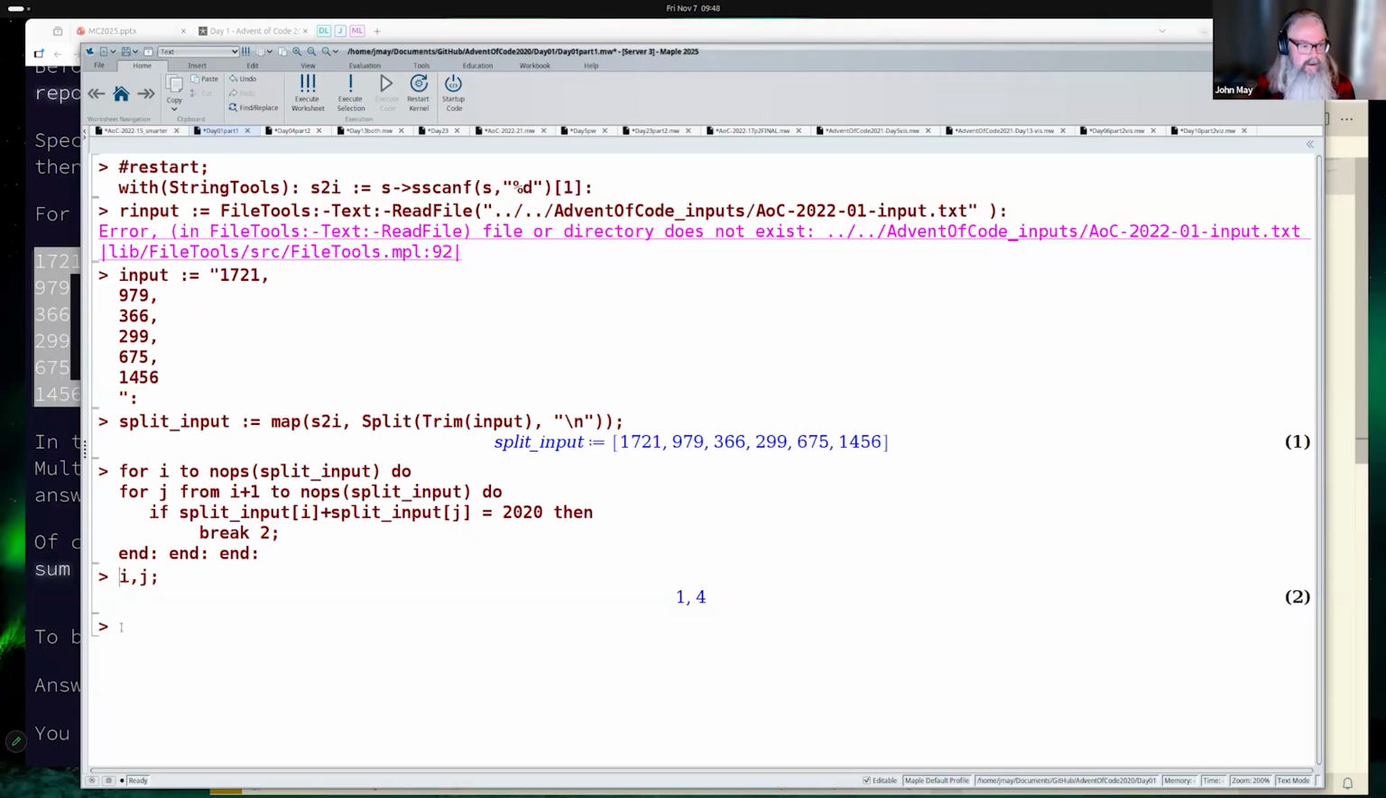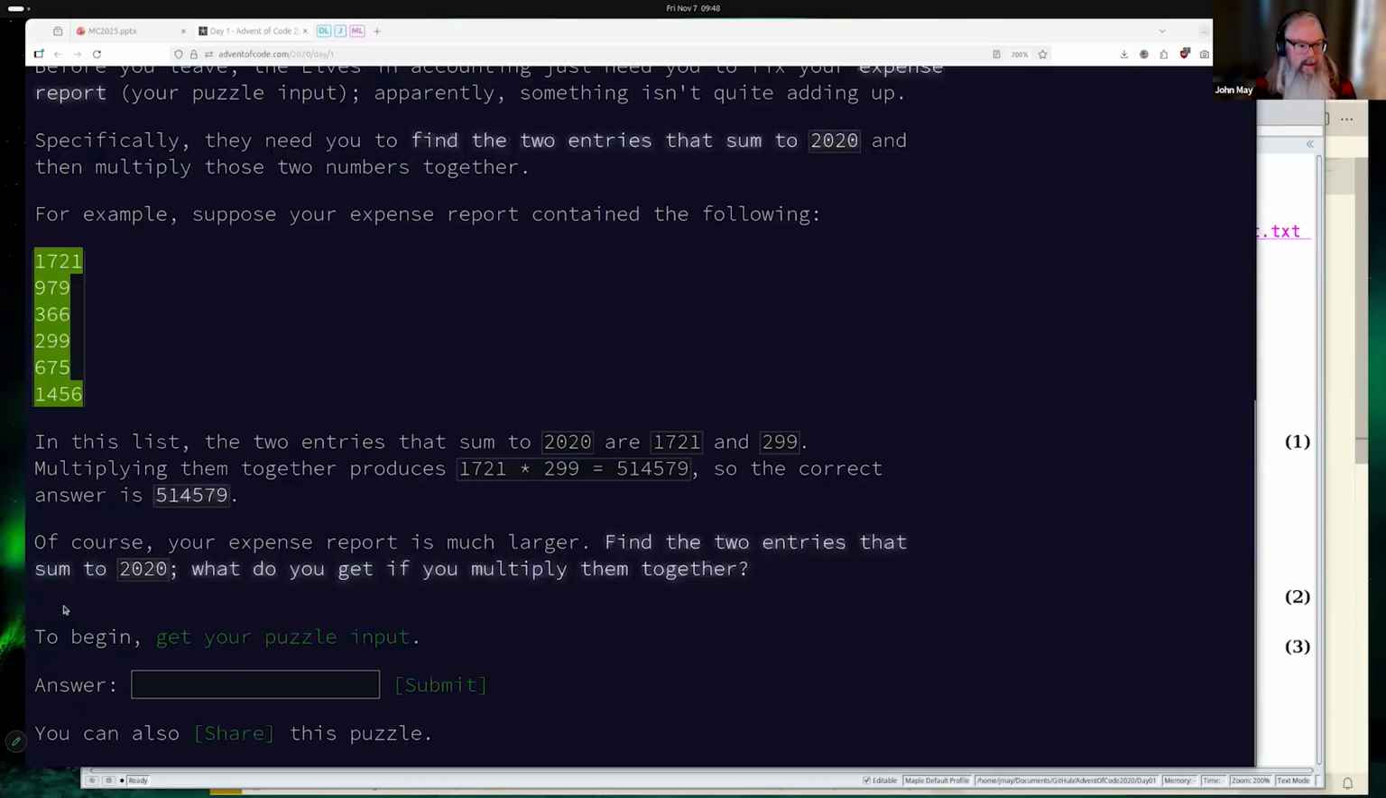Okay. So then we got split input I, or split input J. All right, so that's equal to 2020. Okay, good. So now it's never just positions in the list that is our puzzle answer. So here we take the two entries that sum to 2020, we multiply them together. So our answer here is going to be something like 500,000.